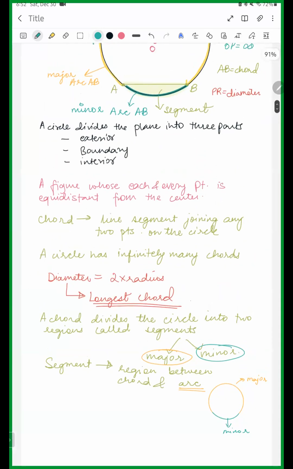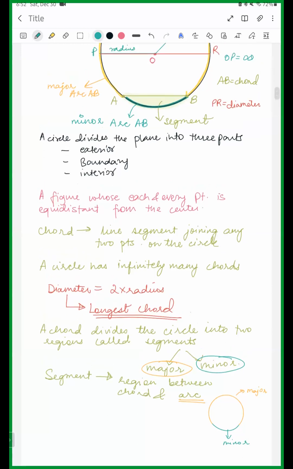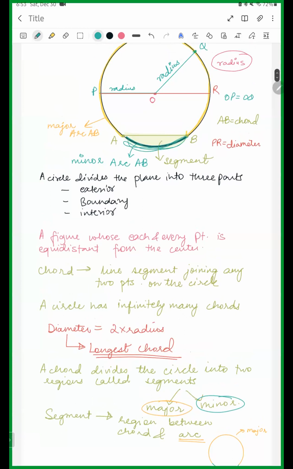So once again, what is a segment? It is the region between chord and arc. If it is the region between the chord and the minor arc, then it's called a minor segment. If it's the region between chord and the major arc, then it is called the major segment. Just some technicalities.